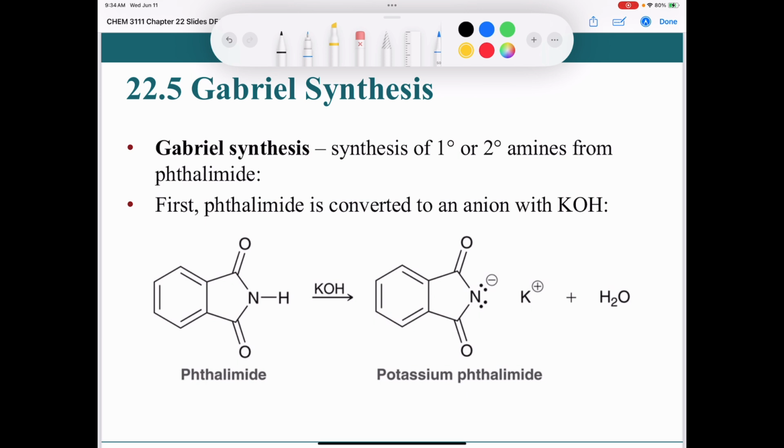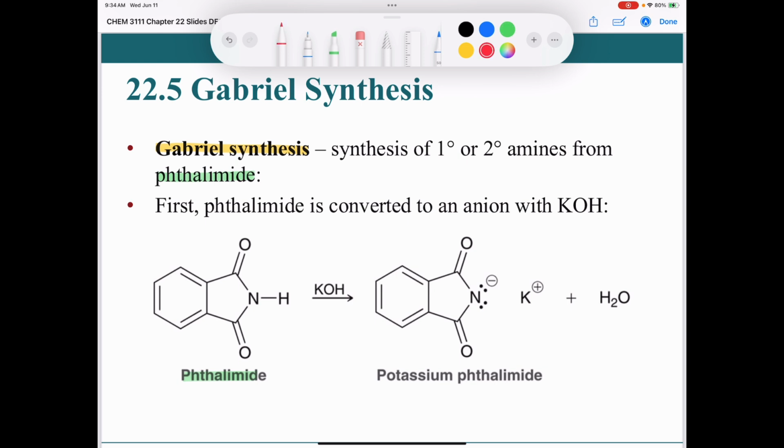And the last way in this video to make an amine via substitution is doing what's called the Gabriel synthesis. And Gabriel synthesis works for the synthesis of primary or secondary amines from what's called phthalimide. Yeah, try that one on, right? Phthalimide, okay? So this is phthalimide down here. You treat that with potassium hydroxide and you make potassium phthalimide.